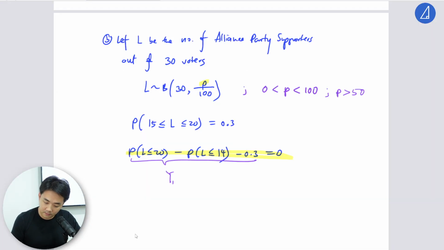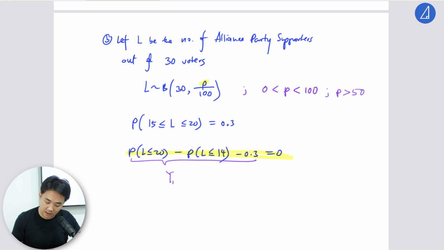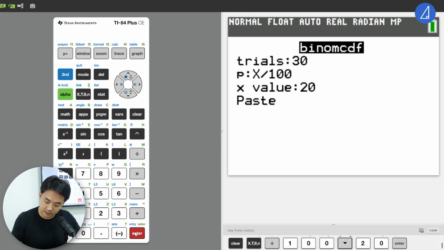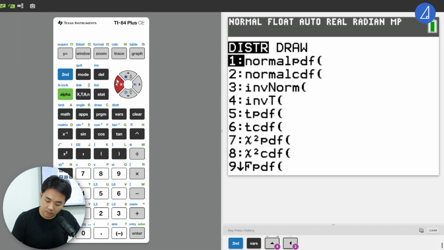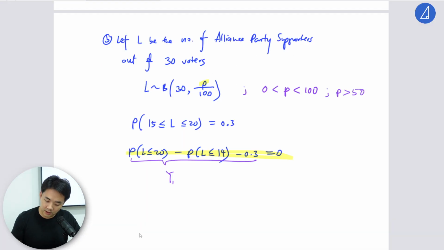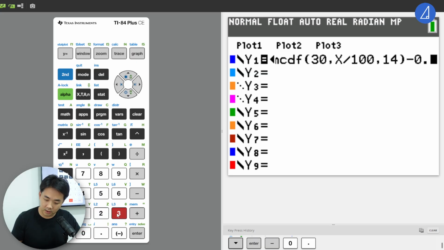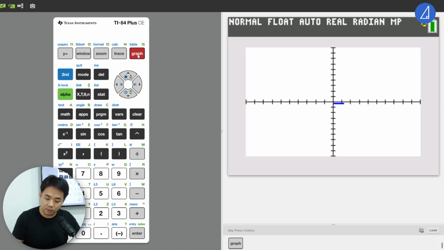This one will be binomial CDF. The trial is 30, the P value you put as X over 100, and the X value is 20. Then minus binomial CDF with trial 30, X value 14. Then you minus 0.3. Then you graph. Not table, go to graph.